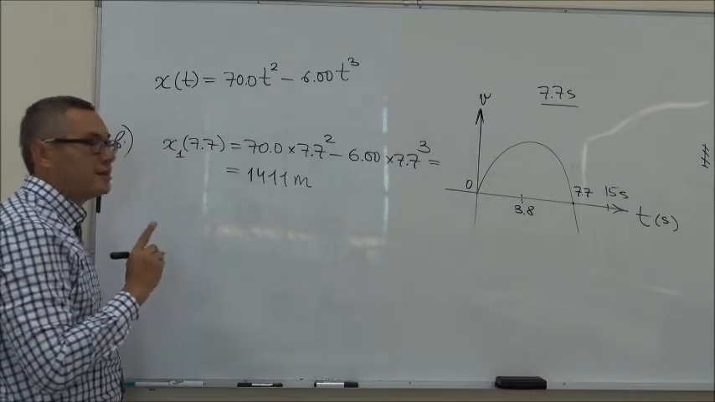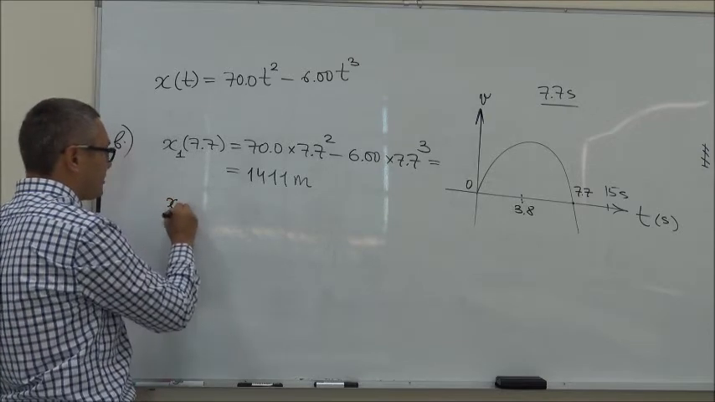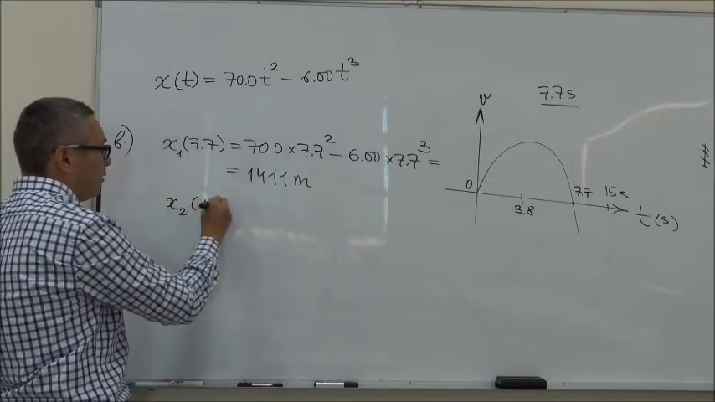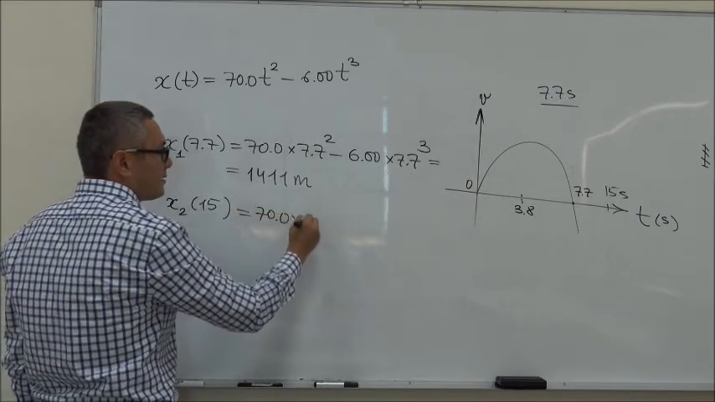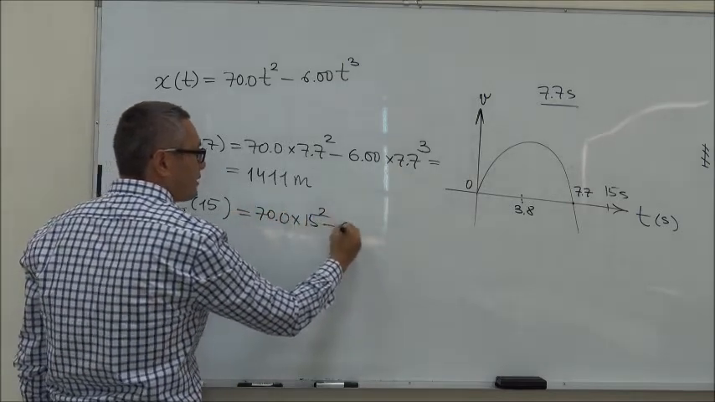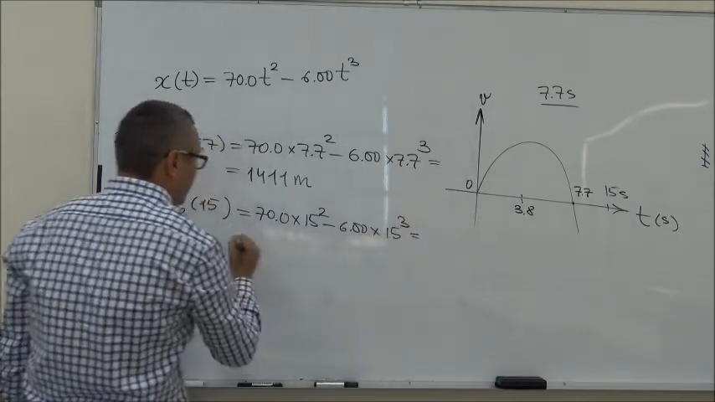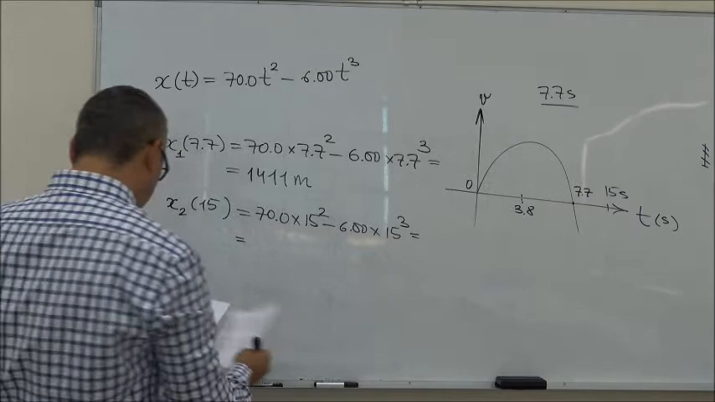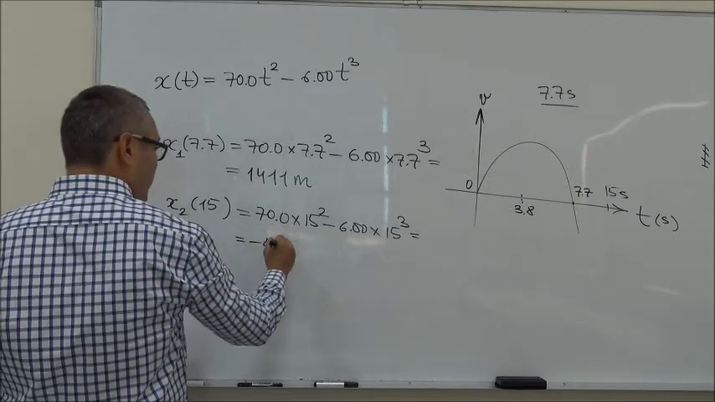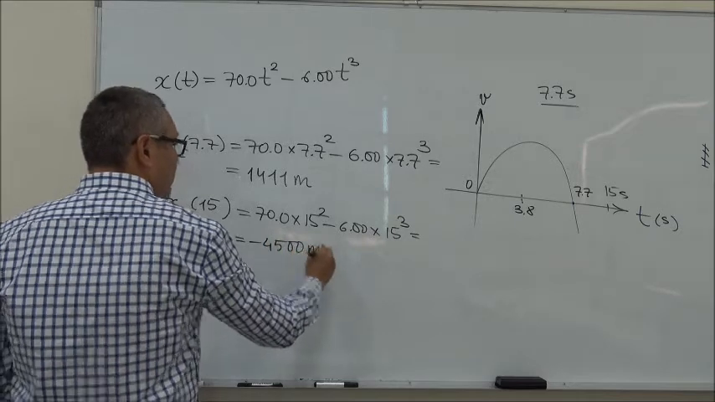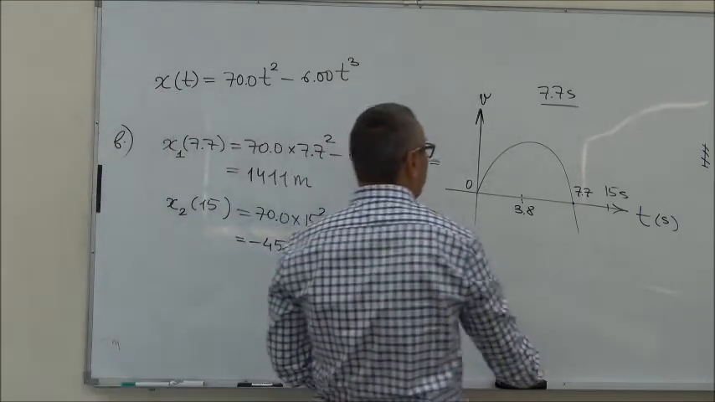And now let's find the displacement in the first 15 seconds. So x2, x of 15: 70 times 15 squared minus 6 times 15 cubed. And if you calculate this, this gives you minus 4,500 meters. So now let's show this on the x-axis.